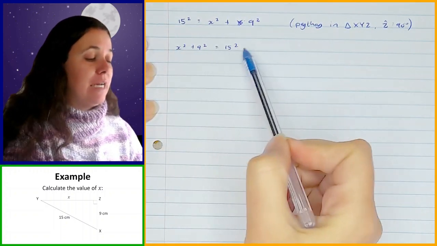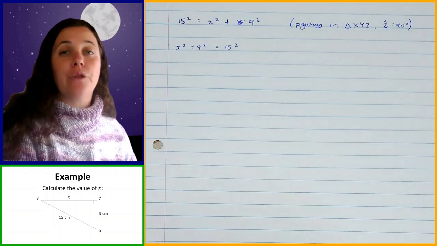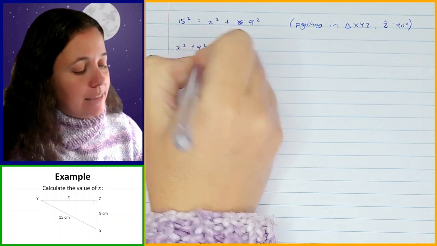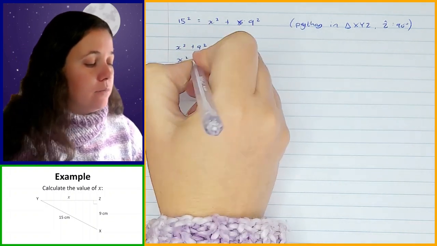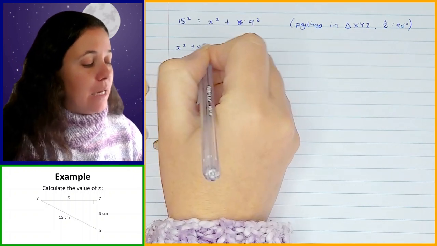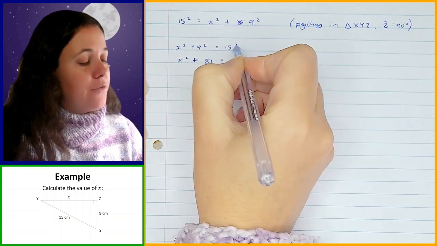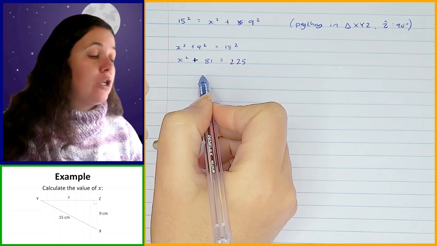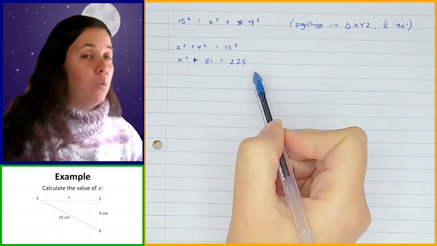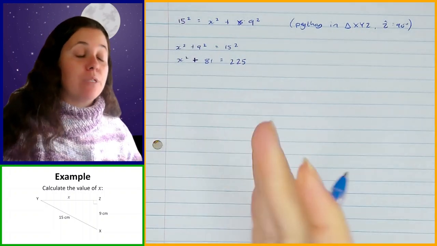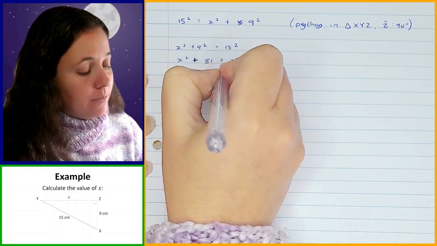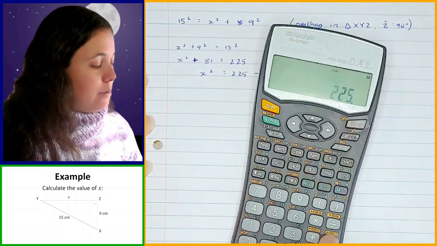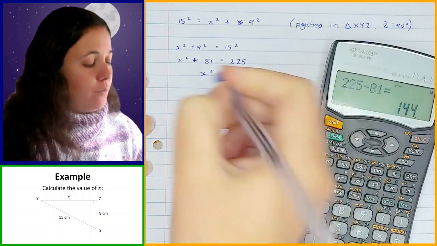I could have written it like that right from the start, so that I don't have to move things around as much. So I've got x squared is equal to, now I'm going to simplify these: 9 squared is 81, and 15 squared is 225. Now I'm going to solve for x, but first I need to subtract the 81 on both sides to get rid of it. So x squared equals 225 minus 81, and 225 minus 81 is 144.